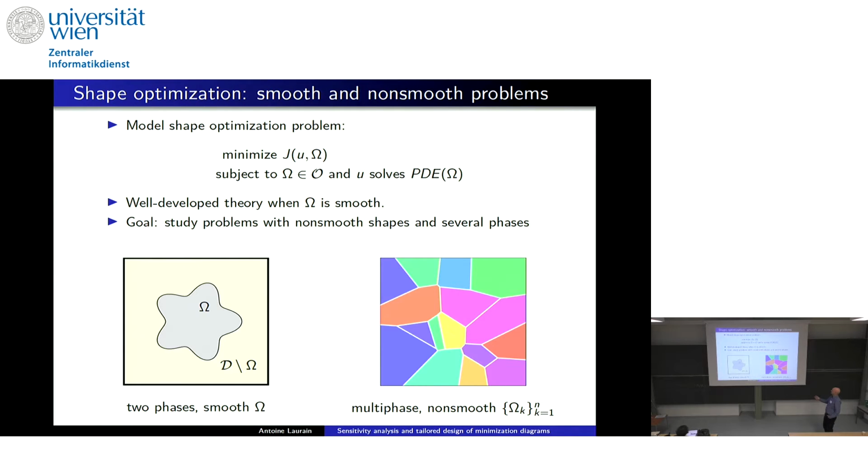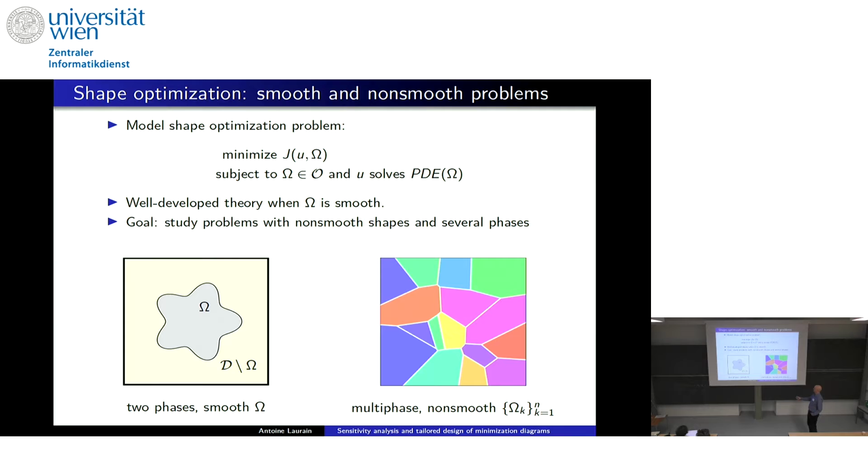As we know, there's a well-developed theory when omega is smooth, not to say that this is completely over, but there's already a lot of theory that has been developed, but still many interesting problems in the smooth case, of course. But here, I'm interested in studying problems with non-smooth shapes and several phases. So I just put two pictures here to show you what I mean, more or less.